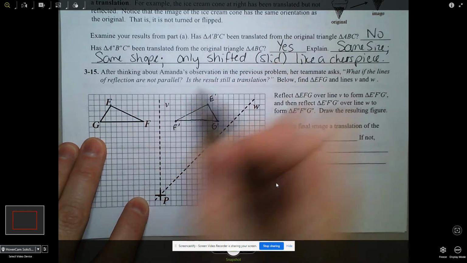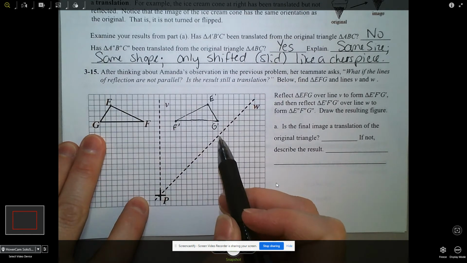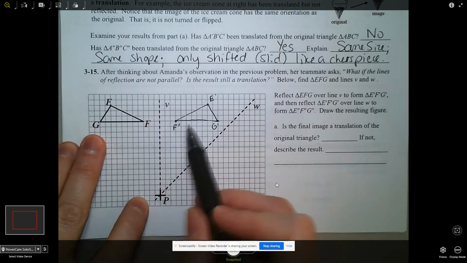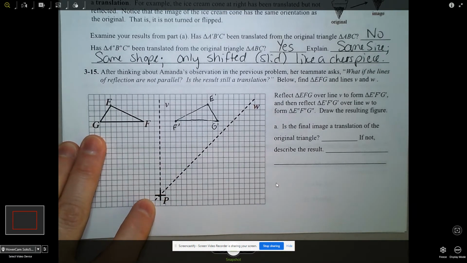It flipped G, which was furthest away. Now G prime is furthest away. F, which was closest, F prime is now closest. And the two shapes stayed congruent. All they did was change their orientation. One was sort of pointing to the right, and one is now sort of pointing to the left.